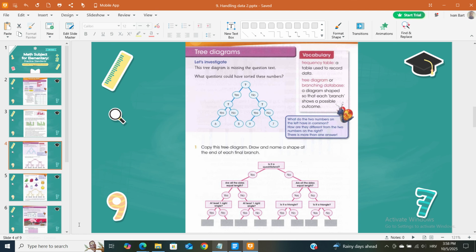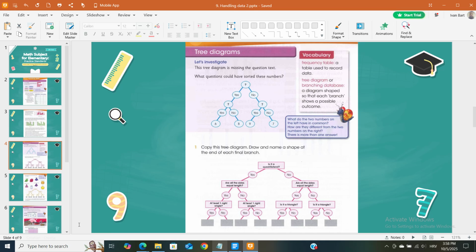6, 8, 9, 7. What do the 2 numbers on the left have in common? How are they different from the 2 numbers on the right? There is more than one answer. 1. Copy this tree diagram. Draw and name a shape at the end of each final branch.